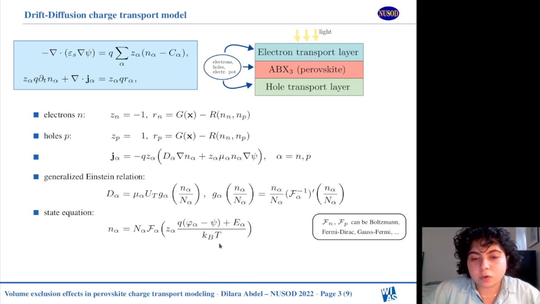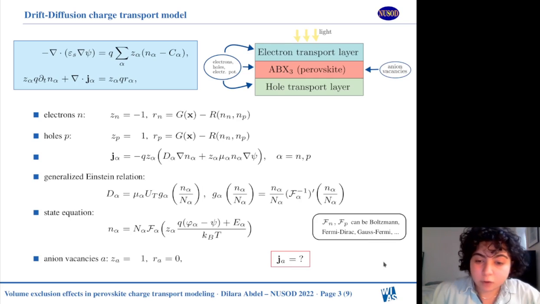This relation is also called the state equation. In the simplest case, this function f is equal to an exponential, resulting in a Boltzmann regime, but in general it is an integral equation corresponding to Fermi-Dirac or Gauss-Fermi. Now, as mentioned before, we have additional anion vacancies within the perovskite layer, also satisfying mass balances without the right-hand side. To formulate proper current density descriptions, we have to talk about these so-called volume exclusion effects.